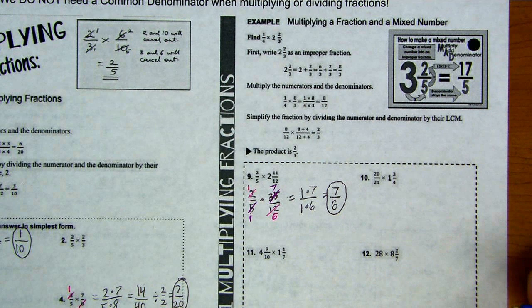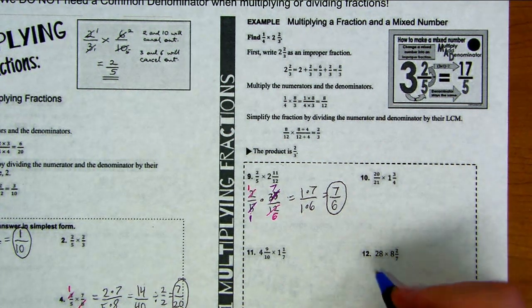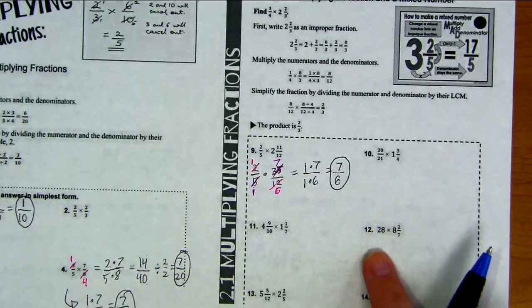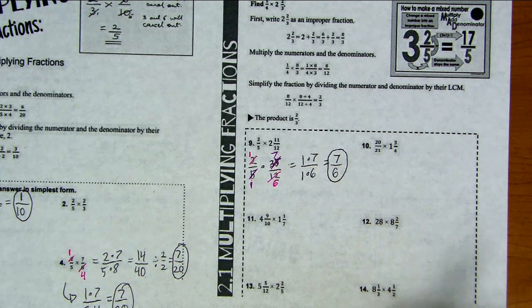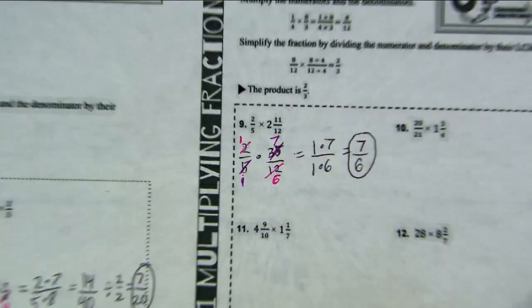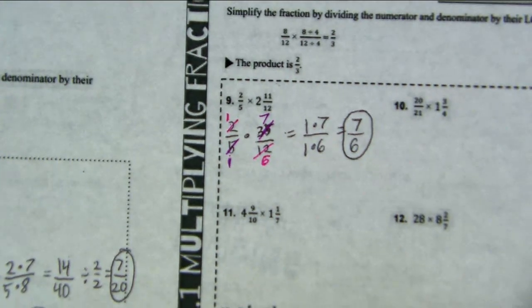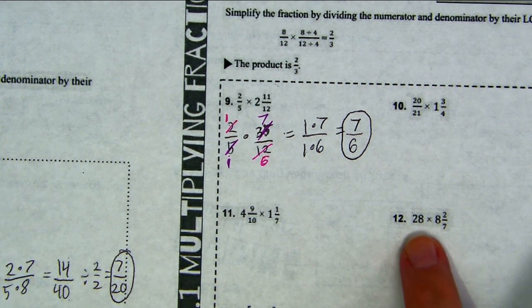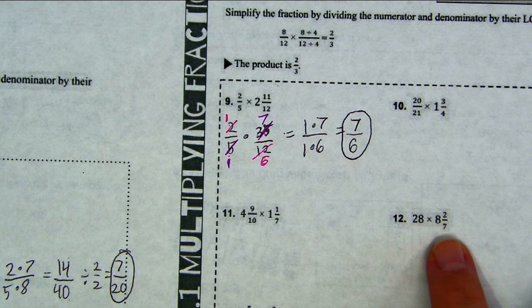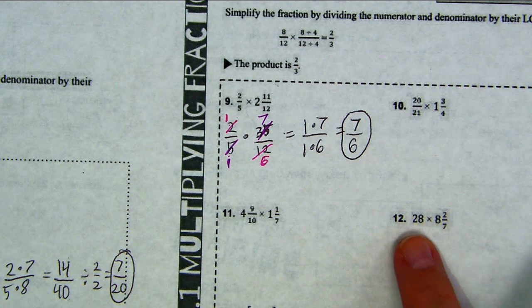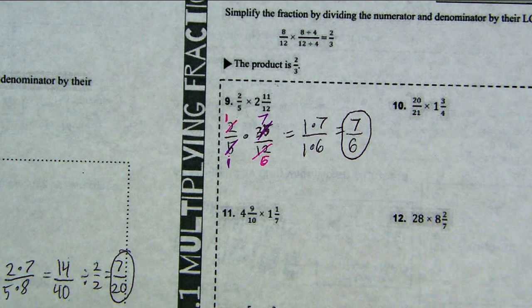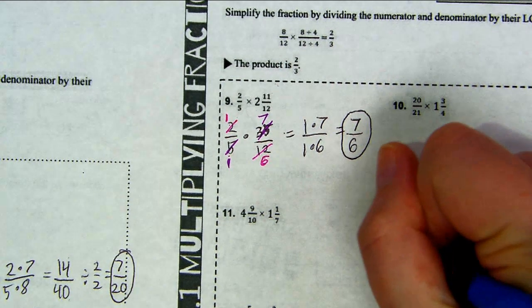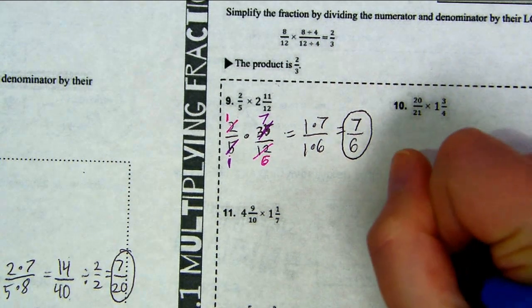The next example we're going to look at down here is question 12. So for question 12, here we have a whole number times a mixed number. So if we want to multiply a whole number times a mixed number, we need to both get them into a normal fraction form. Now, we can take any whole number or any integer and easily turn that into a fraction by taking that number and putting that over 1. So 28 can turn into the fraction 28 over 1.